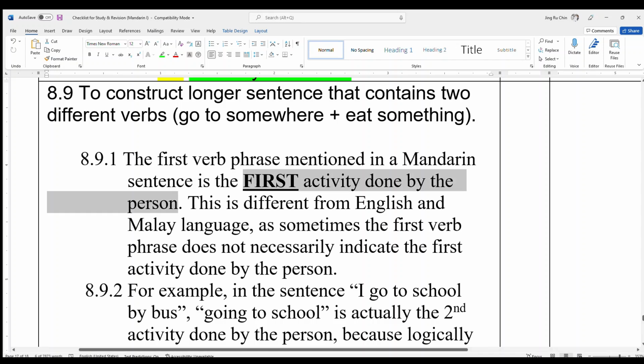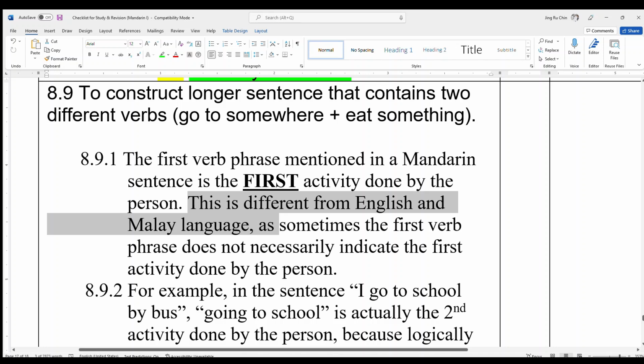So in a Mandarin sentence, if you see a verb phrase which appears first, that first verb phrase is the first activity done by the person. But sometimes this is different from English and Malay, where the first verb phrase does not necessarily indicate the first activity done by the person. In English and Malay sometimes it's not the same. The first verb that you read is not necessarily the first activity.